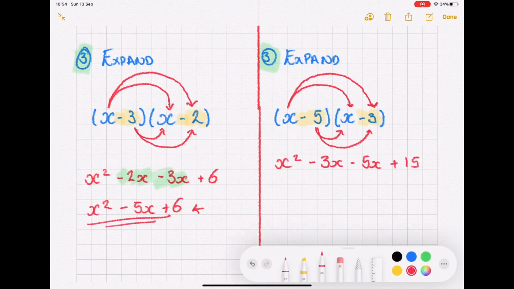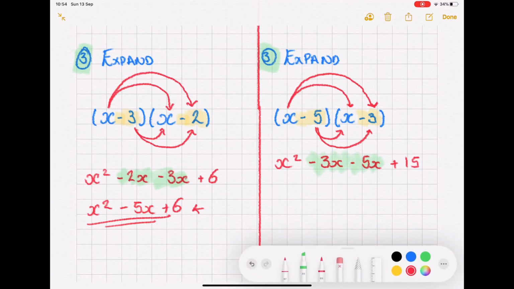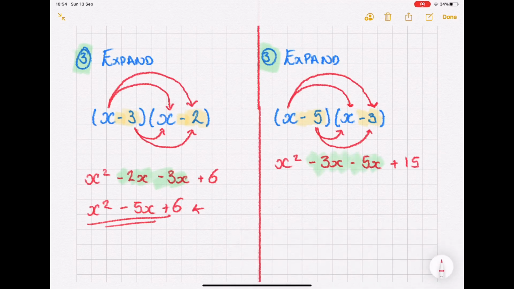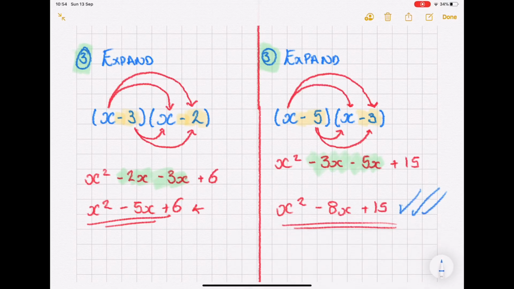Okay? The only thing we need to do now is simplify it by combining these two terms. We can combine them because they're both just single x's. So it's going to be x squared minus 8x plus 15. And that's your final answer. If you got that, fantastic. Give yourself some ticks. Well done.